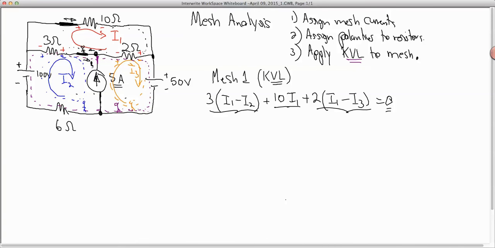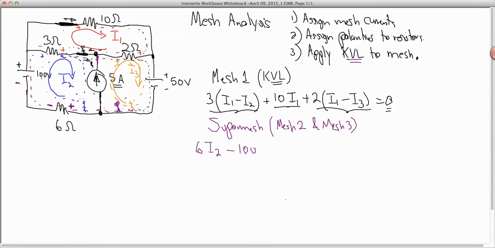So this big loop is basically a combination of mesh 2 and mesh 3. So I'm gonna call this super mesh, and it's a combination of mesh 2 and mesh 3. So if I start my walk here, the first thing that you're gonna see, the positive and the negative go here. This is positive, this is negative. So I have 6 times I2. Then here I have negative 100 volts because I am entering into the negative terminal.